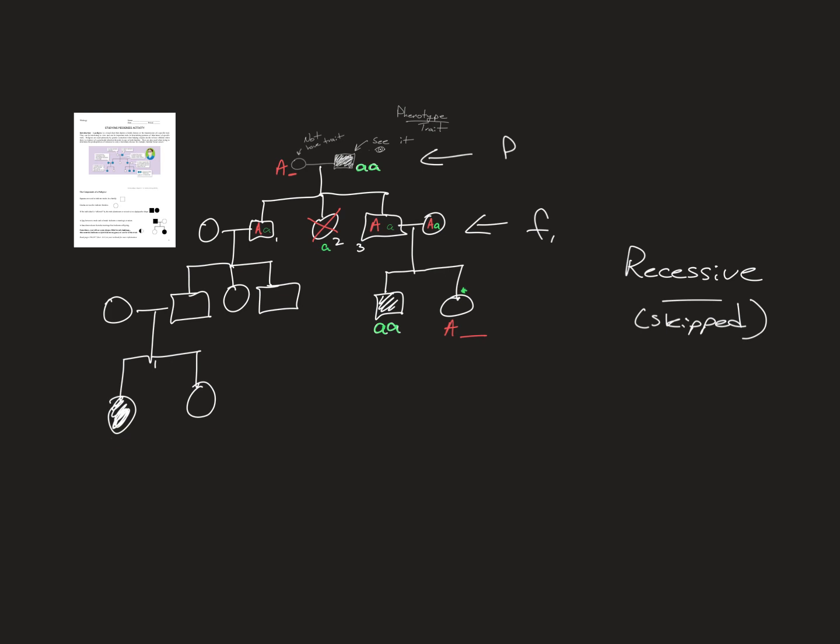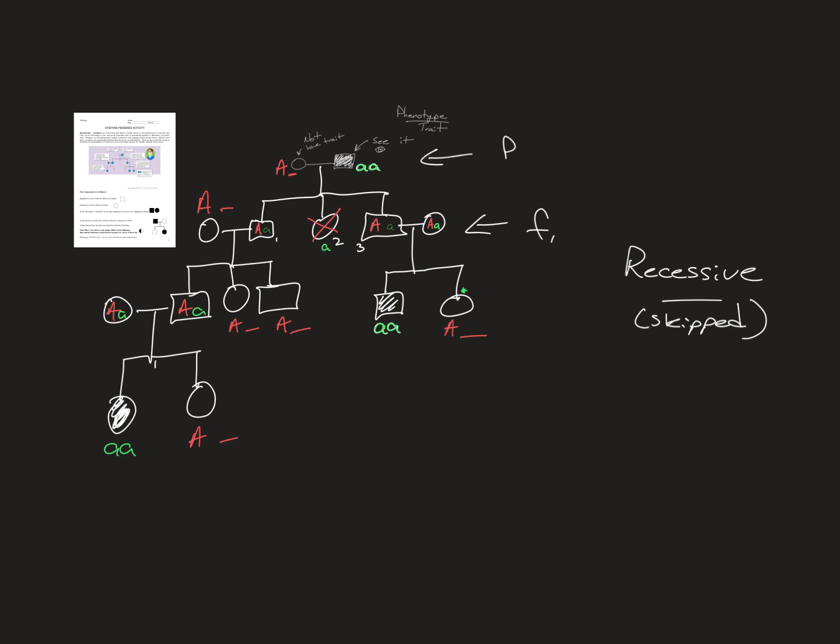Let's go back. What do we know about this one? It's definitely homozygous recessive, which means its parents are big A and little a. And we know this parent is at least big A. We don't know the other one. We know these are all big A, but that's all we know about these. We don't know the second one. So that's all we know about every person on that pedigree.